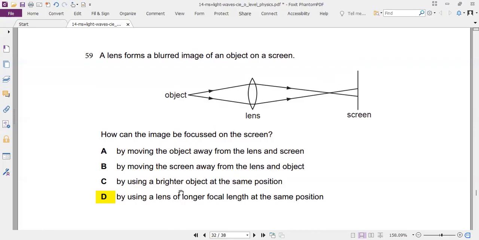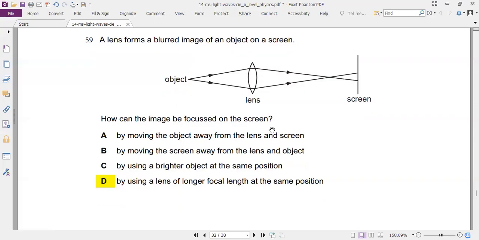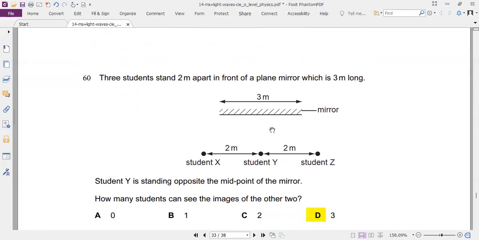By using a lens of longer focal length, okay, that's interesting. If you have a longer focal length, that means the image will be made slightly further from the lens, so it will be on the screen. So D is a very good choice. It is difficult to understand, but you have to practice these questions so you remember them. That's another strategy.